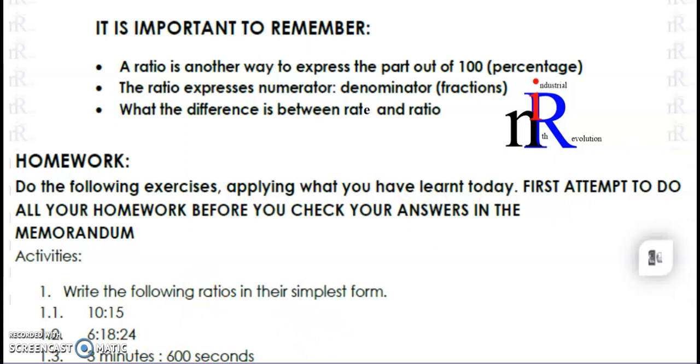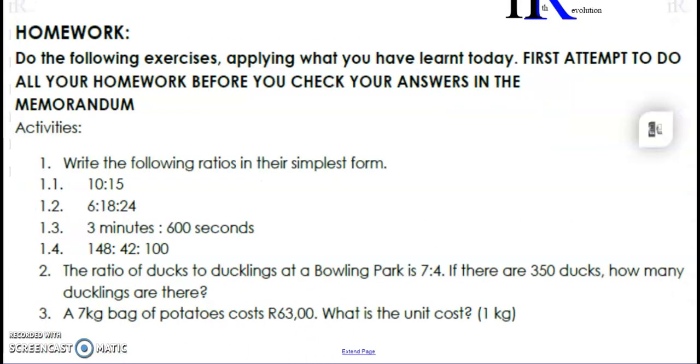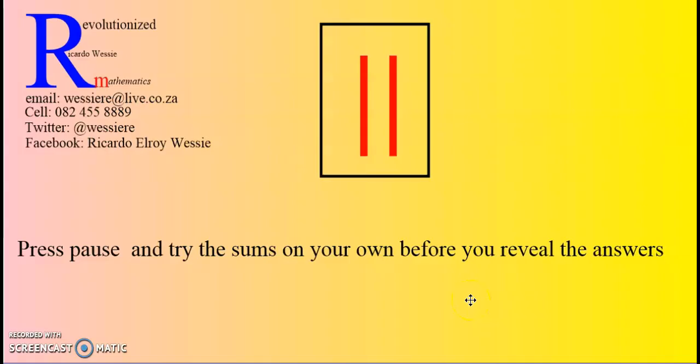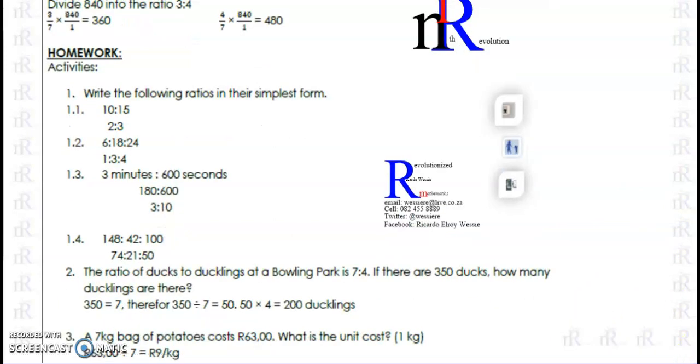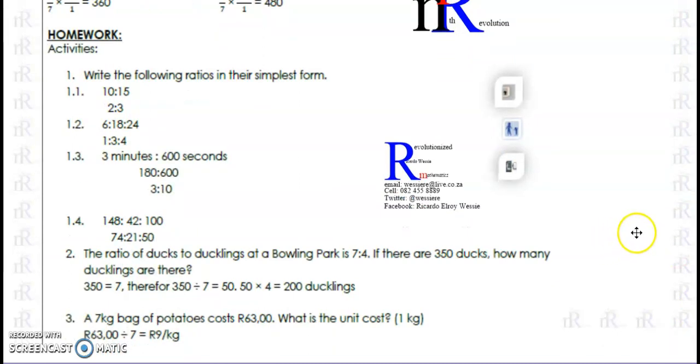Something per something. Here is the homework to practice what you've learned in this topic. Please press pause before you continue. Try all the sums before you reveal the answers. Trust you have tried on your own, so let's reveal the answers now. Here are the answers to the questions. Remember, you can press pause at any point to ensure that you can mark all your answers.